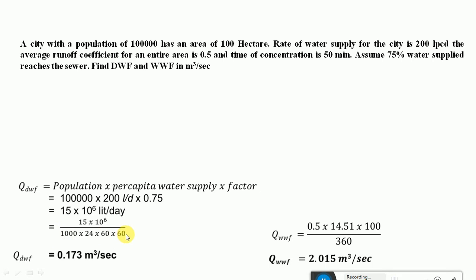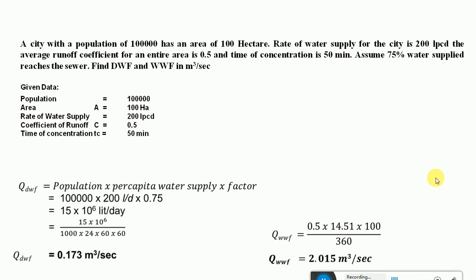So to the quantity of the water supplied, 75% of that water supply will come out as the wastewater. If you work out all these things, you will get the discharge as 0.173 meter cube per second. Okay, so this is the estimation of the dry weather flow. Similarly, now we have to obtain the quantity of the wet weather flow.